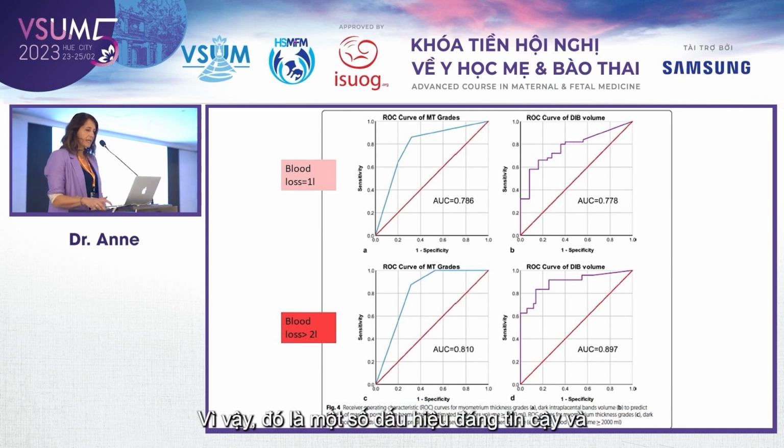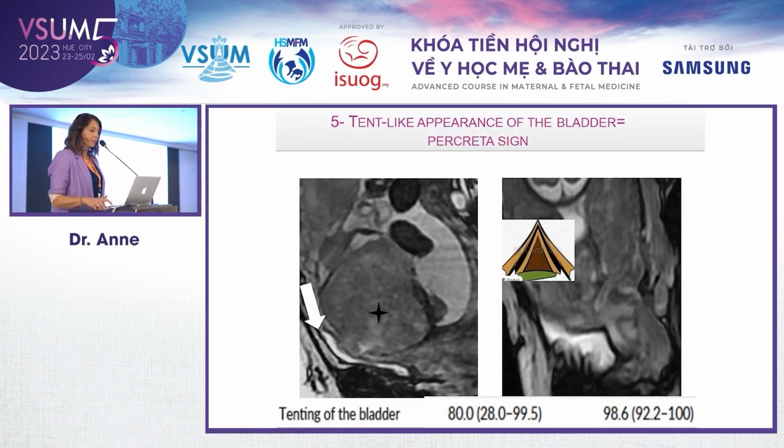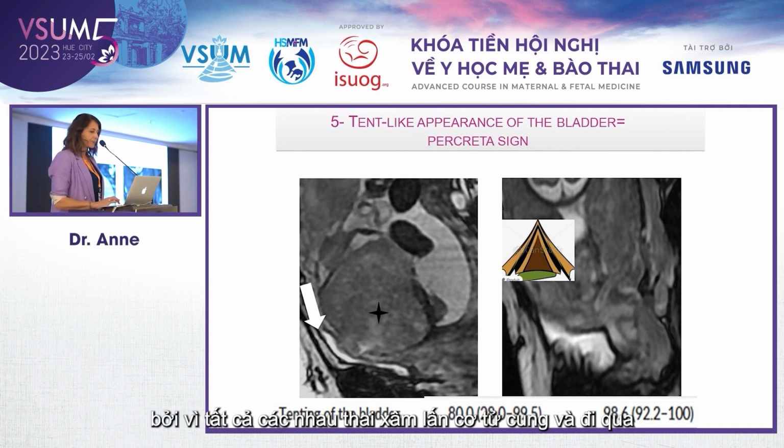So these are some reliable signs concerning the morbidity during the delivery. And the last sign will be this particular aspect of the bladder, which will be triangular like this, with a tent, the percreta sign, because the placenta invades the myometrium and goes through the serosa of the bladder, as you can see here with this mass invading the serosa and all the layers of the bladder.